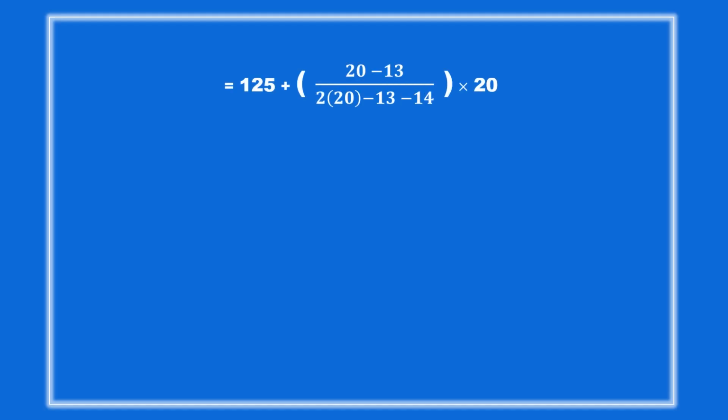Okay, take the values and simplify. Simple. Now 125 plus 20 minus 13, you'll get 7. Okay, now here 40, and here you have two same symbols. When there are two same symbols, you should add and put the same symbol. Okay, your step will be like this.